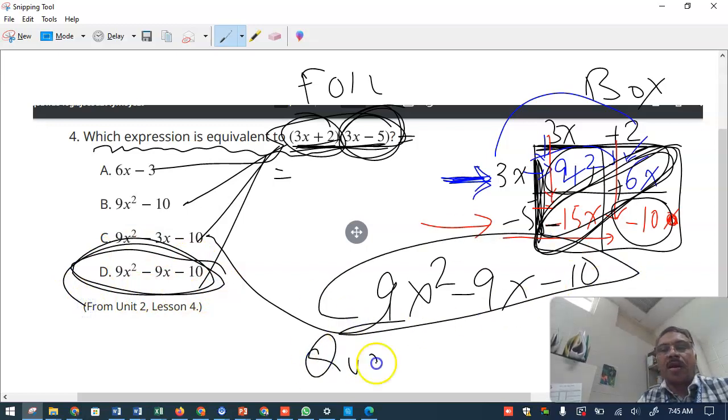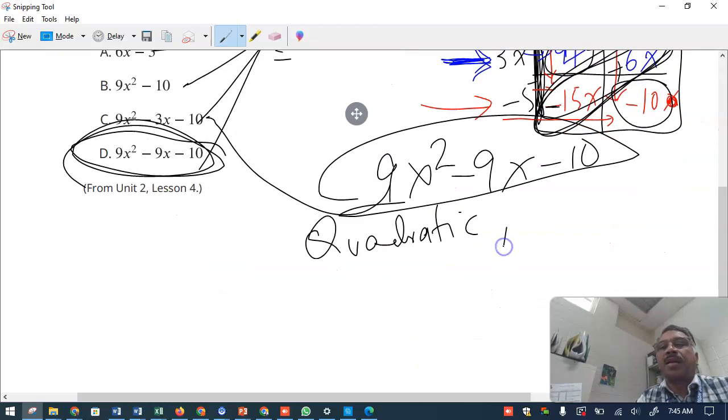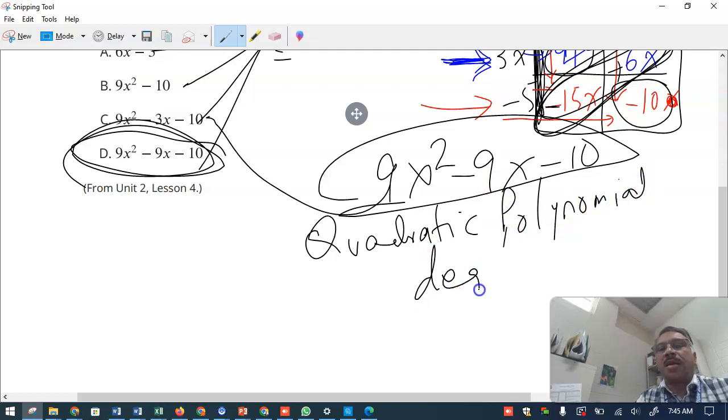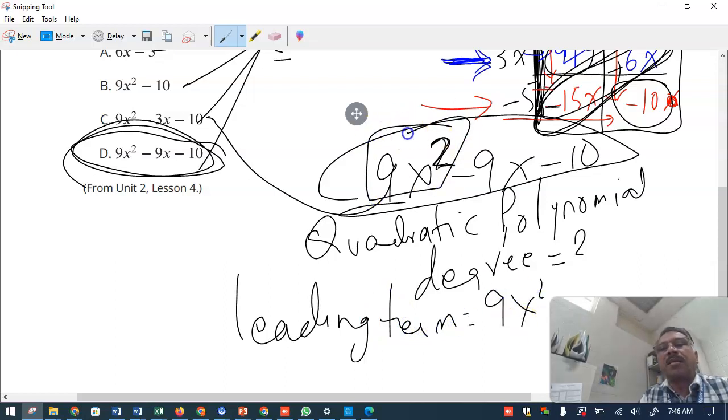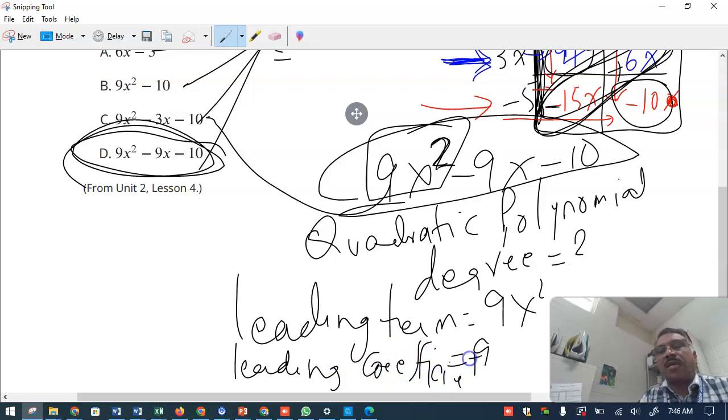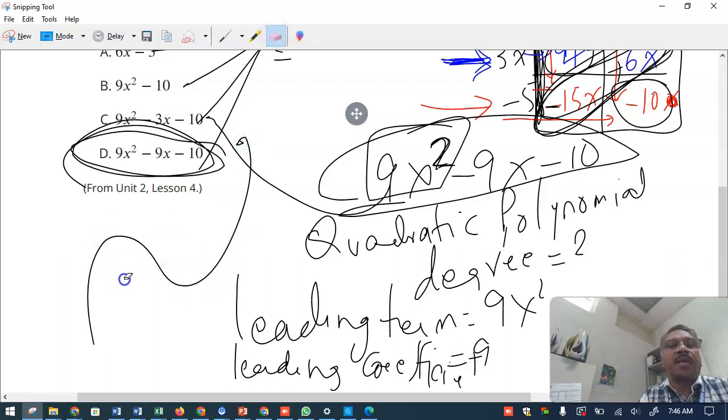And this is quadratic. Okay, I just wanted to show a lot of information about a quadratic function. The degree here, quadratic polynomial, is what you're supposed to remember. The degree is the highest, largest exponent, which is 2. The leading term is the one that has the degree. So the whole leading term is 9x squared, this whole thing. But the 9 has a special name, and it's the leading coefficient. Okay, so the leading coefficient is positive, so the graph is up, up.